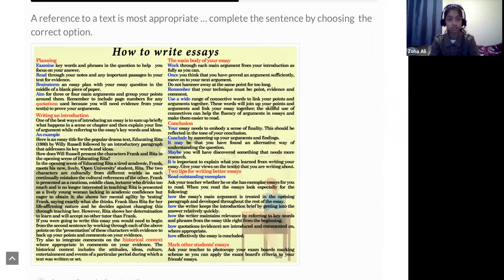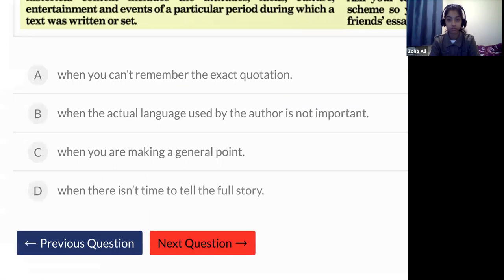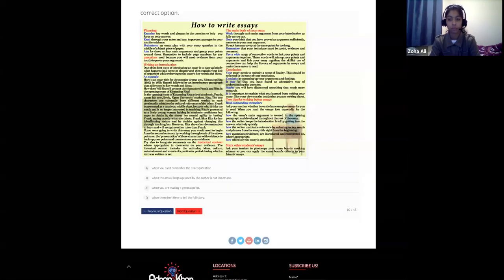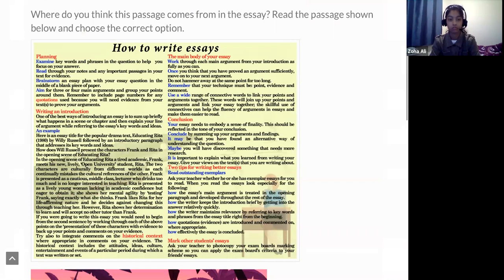So a reference to a text is also quite important. That is because when the actual language used by the author is not important, that's when you'll make a reference to a text. That's when it's the most appropriate time. Okay, so we'll go for option B in this case. Okay, Zoha, thank you so much.